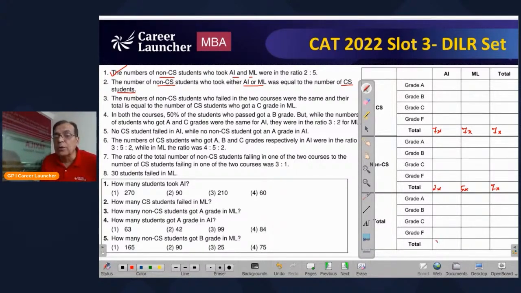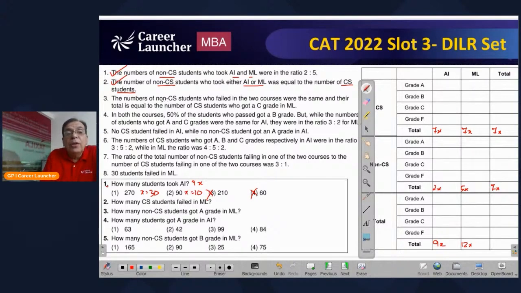What does that mean to the total? The total number of students who are studying AI is 9x and the total number of students who are studying ML is 12x. How many students took AI? Has to be a multiple of 9. The number of students who have taken AI is 9x. These two are wrong choices. These are not multiples of 9. What is this telling me? This is telling me x can be either 30 or x can be 10. There are only two possibilities as far as I'm concerned. Okay. Let's go further.